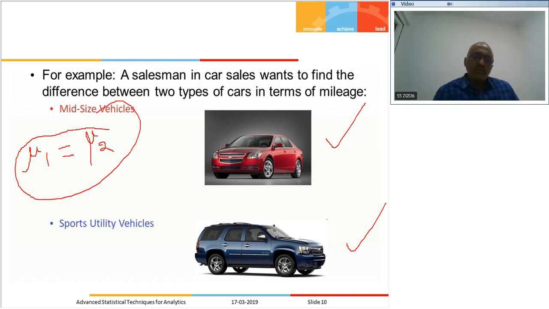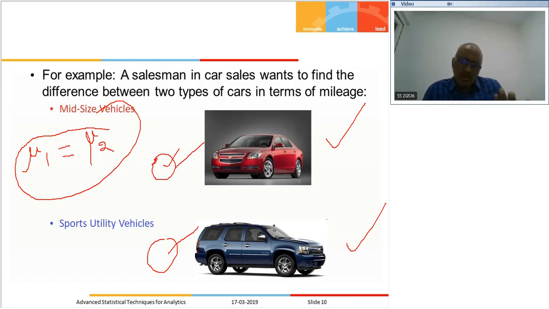Then what we do is we select one sample related to this population, another sample related to the other population. Then we will have the mean, that is the average mileage, and the standard deviation. Similarly, by using the sampling data, we try to validate this hypothesis, right? Depending on the sample size, we go for either Z distribution or T distribution. Mostly, the sample size is going to be small, so we will go with T distribution.